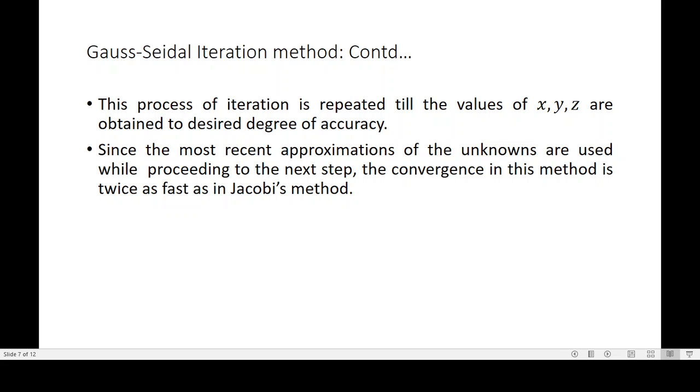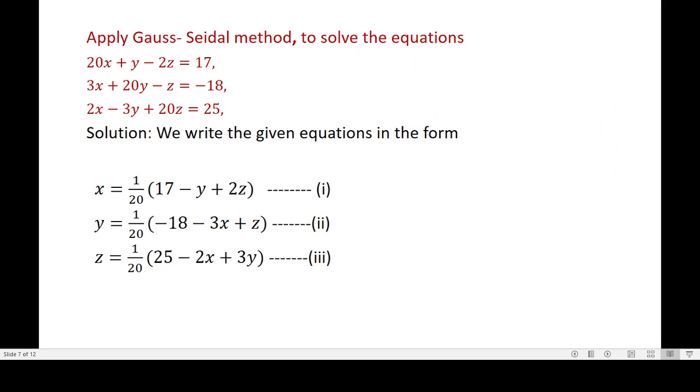Now let us solve one problem using this method. Apply Gauss Seidal method to solve the equations 20x plus y minus 2z is equal to 17. 3x plus 20y minus z is equal to minus 18.